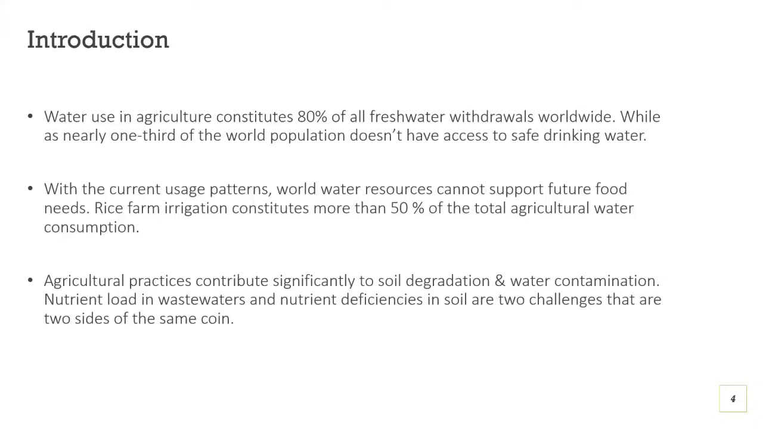In this total agricultural water consumption, rice farm irrigation takes the biggest share. That's 50% of total agricultural water consumption. So that could be one of the areas where agroecological interventions could fit in or could be applied.